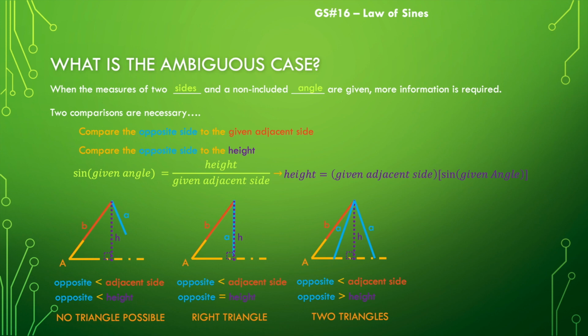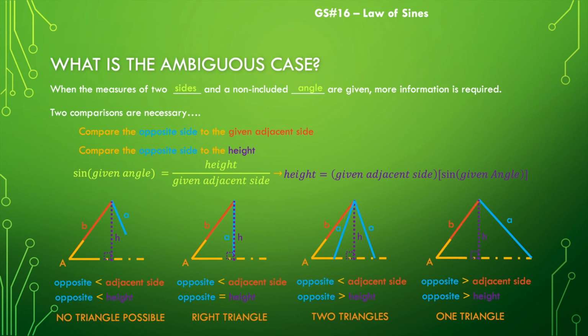And in our last example, we have our given angle, angle A. We've got our adjacent side, side B. We have our height. And then the last side, the opposite side to angle A, will be larger or longer than the adjacent side. If that opposite side is greater than the adjacent side, it will obviously be greater than the height. And so there is only one possible triangle.